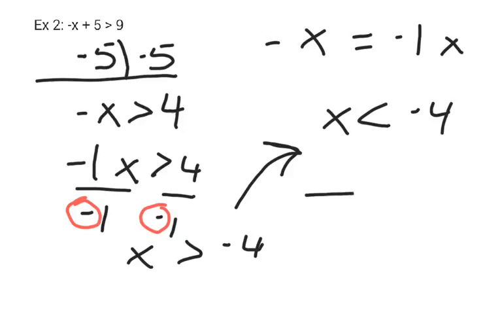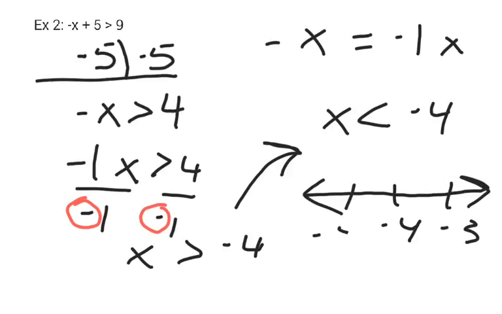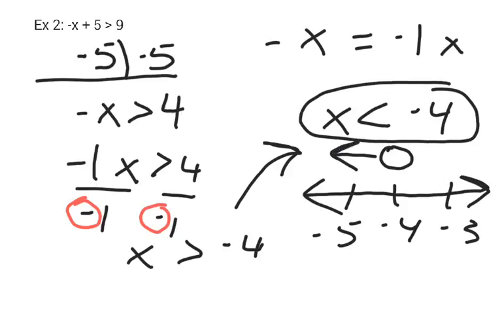If we wanted to, we could plot this on the number line, and this is the only one that I'm going to do. Negative 5, negative 4, negative 3. Open circle above negative 4, and all the values less than negative 4. Here is our solve. Here is our graph.